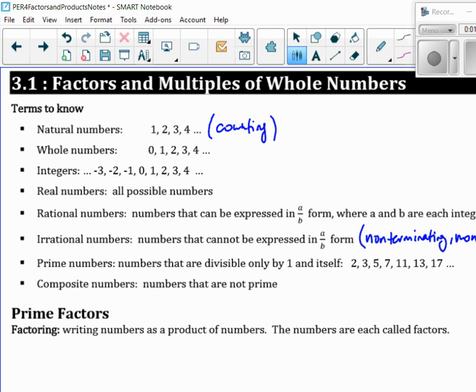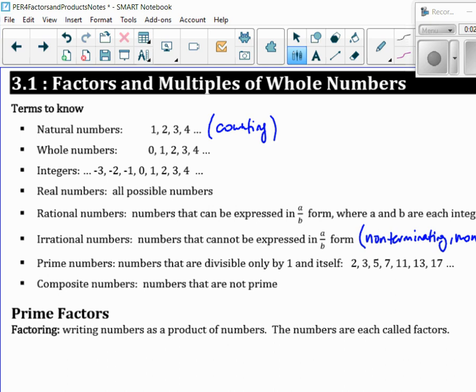So the biggest irrational number that comes to mind is what number? Huh? Pi, yes. Pi is a great example of an irrational number. Any other ones that come to mind? Like the square root of 2. That's an irrational number. Is the square root of 4 an irrational number? No, because the square root of 4 is 2, and 2 is a whole number, right?